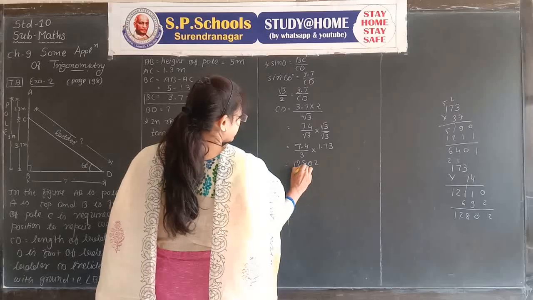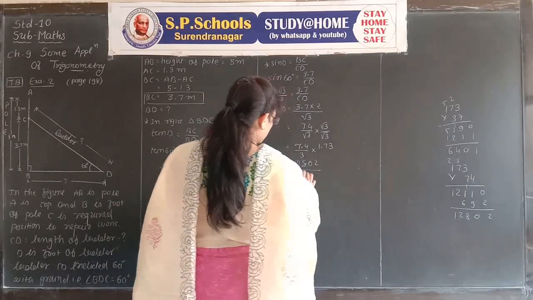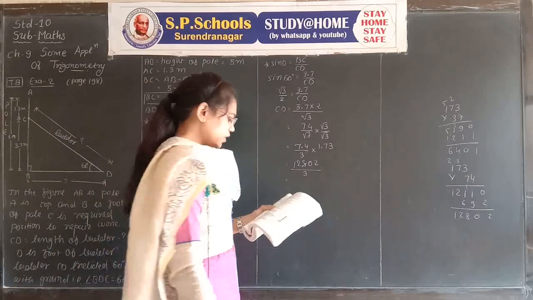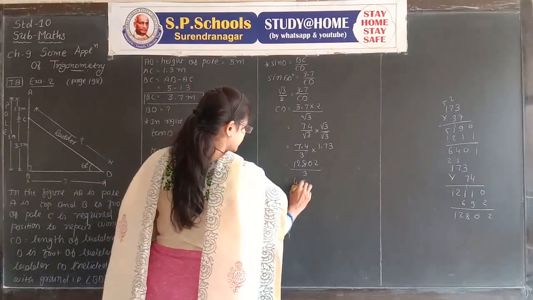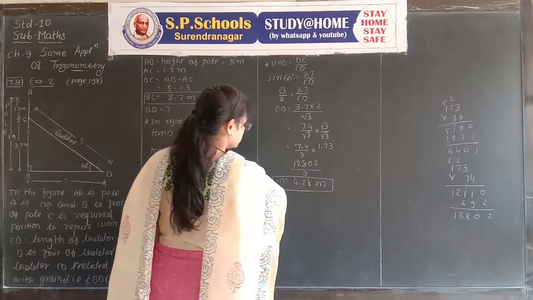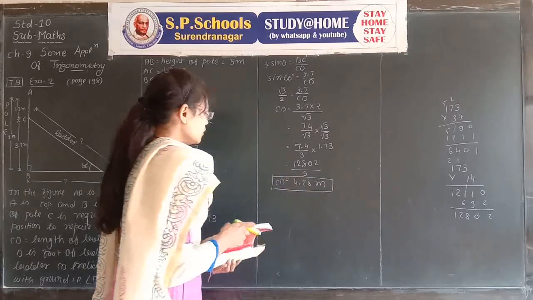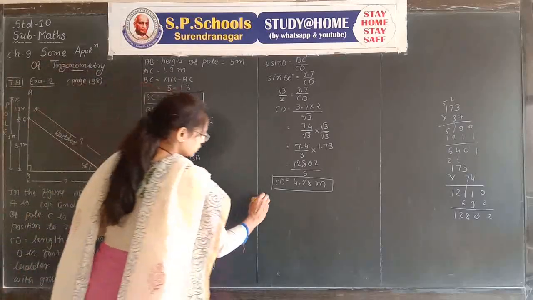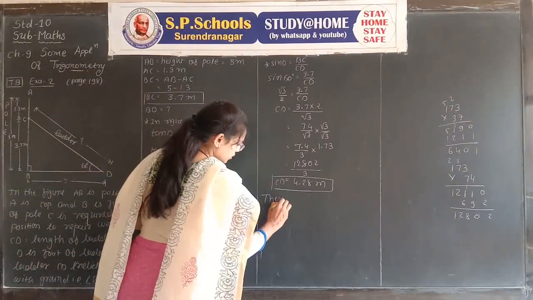12.802 means 12.802 upon 3. Whenever you divide 12.802 by 3, we get our answer 4.28 meter. Try yourself, divide these two numbers. Now CD and BD is our required thing. CD is the length of ladder. Therefore, right answer here.